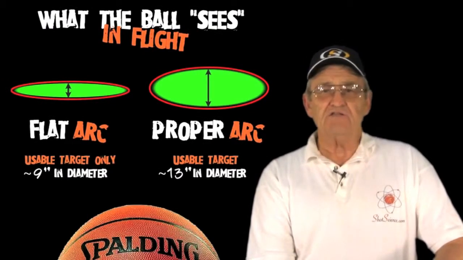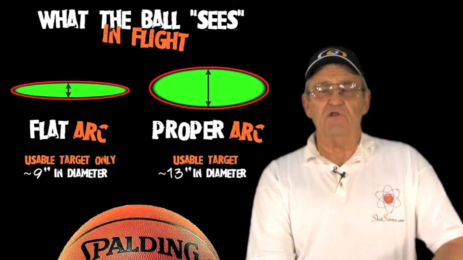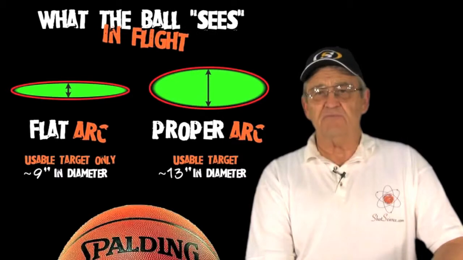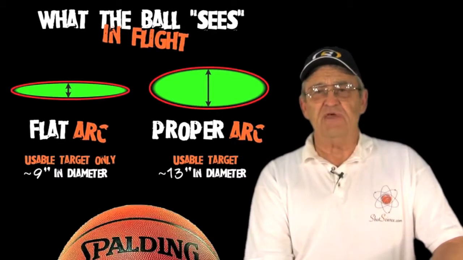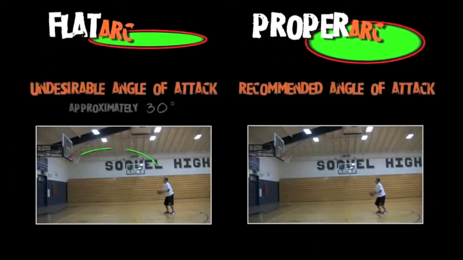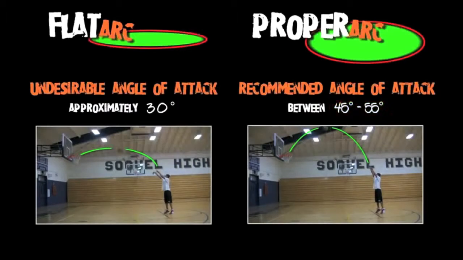We can make those shots, there's no question about that, but the thing that we want to do is shoot the basketball at the largest target possible so that our percentage of makes goes really high. And the recommended angle of attack on the arc is somewhere between 45 and 55 degrees.